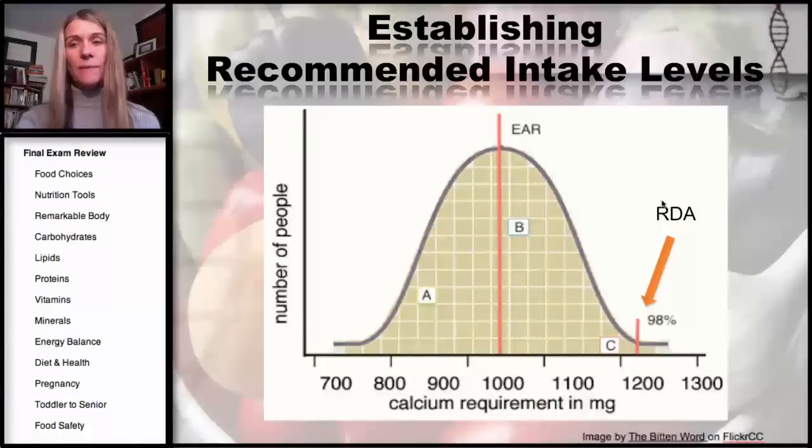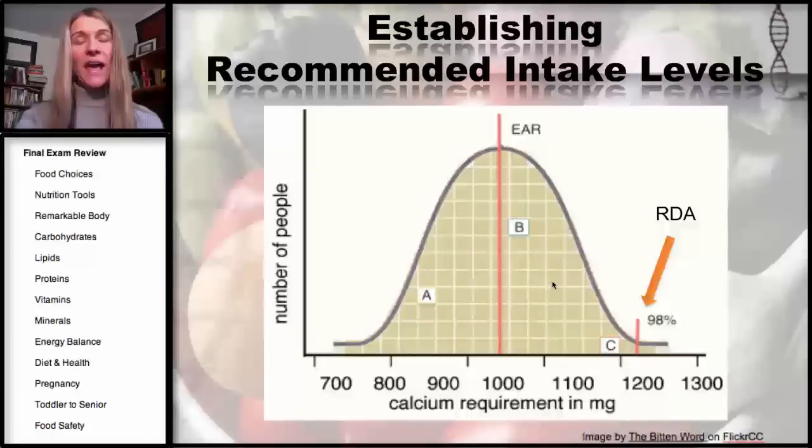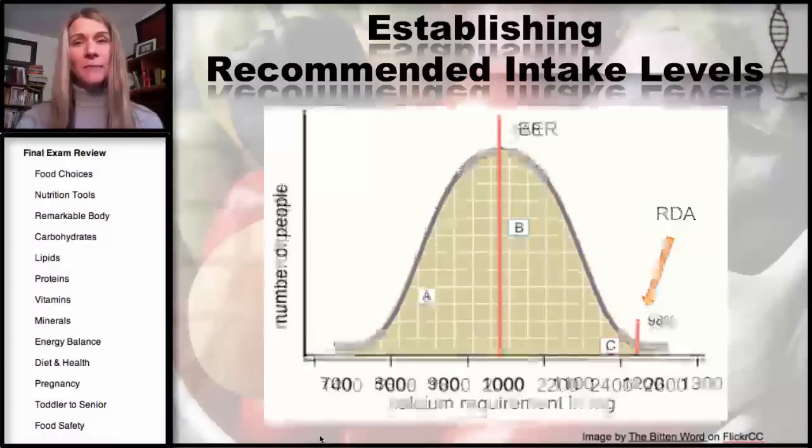Now the recommended dietary allowance, or how much you would need per day, is always set at 98% of this data on this bell curve. So as many people can meet the recommended intake level as possible. And they don't put it way out here because of the upper intake level. You don't want to reach toxicity for the individuals that need less. So that's how the RDA is established.